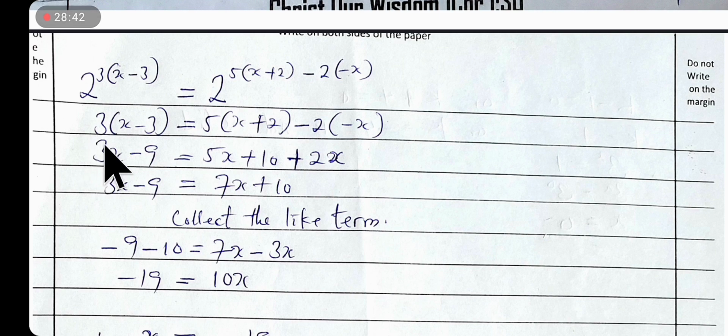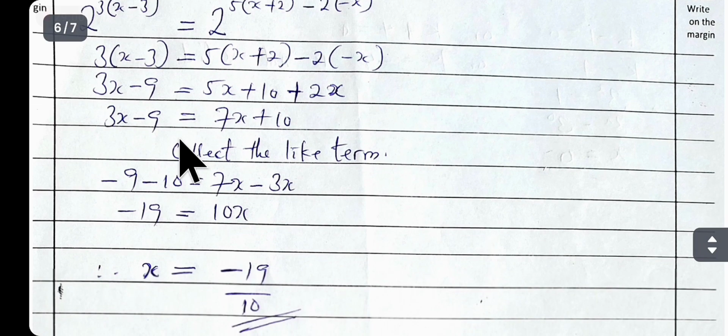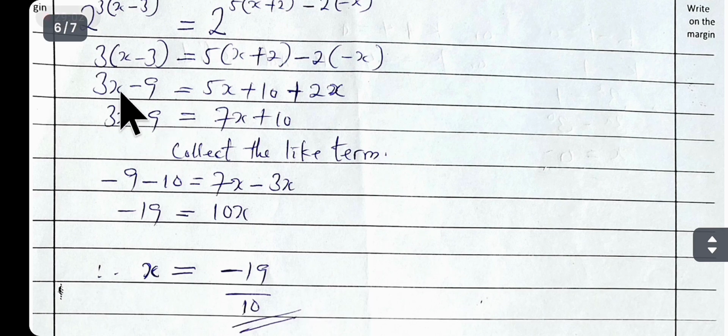So therefore, we open this bracket: 3 times s is 3s, 3 times minus 3 is minus 9, equals to 5 times s is 5s, plus 5 times 2 is 10. Then minus 2 times minus s is plus 2s. So here, before we collect the like terms, 3s minus 9 is what we brought down here. Then here, 2s and 5s can be added together to give us 7s. Then plus this 10 is what we bring down here. So you collect the like terms.